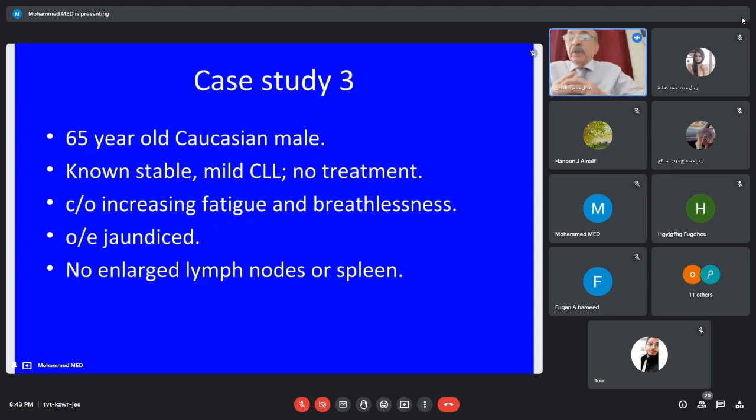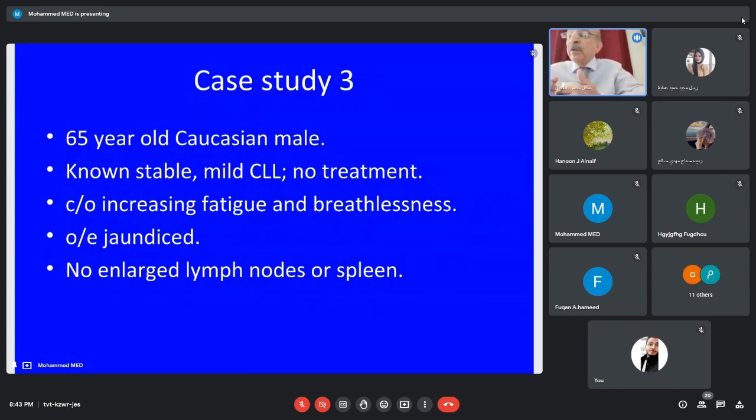In this patient, the patient was jaundiced. There was no enlargement of lymph nodes or spleen. And what does this mean? In a patient with chronic lymphocytic leukemia, there is no lymph node or spleen or liver enlargement. It indicates that this is not a relapse of the disease. This new symptom is due to hemolysis rather than due to relapse.